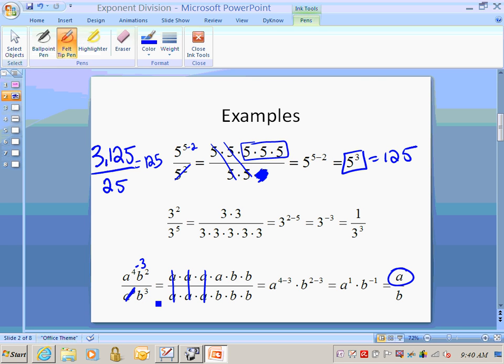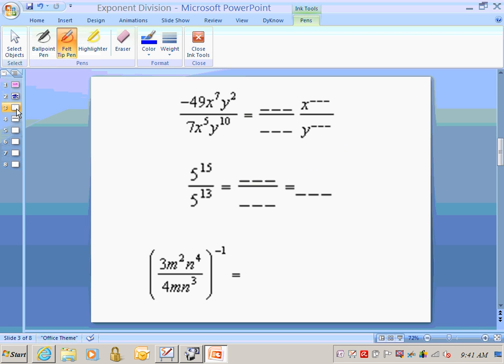Right? Now my B's, I've got 2 and 3. How many can I cancel? 2. So if I take the 2 away from the top and 2 away from the bottom, how many am I left with on the bottom? 1. Right there. So you're actually left with A over B. You see what I'm saying? Kind of.